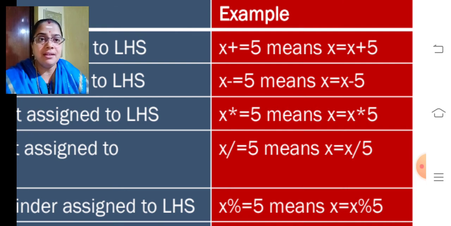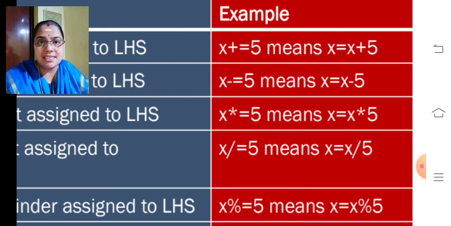Here I have given x plus equal 5, which means what? x is equal to x plus 5. That is, if x has the value 10, then the final value of x will be 10 plus 5, that is 15, which is again assigned to x.